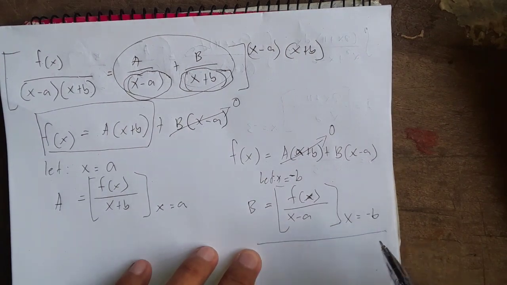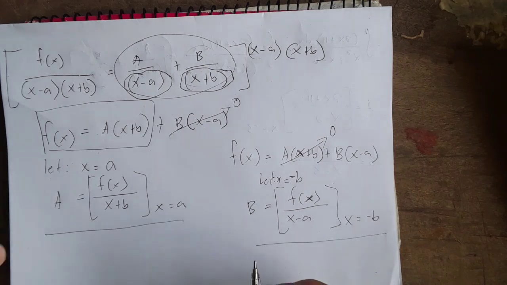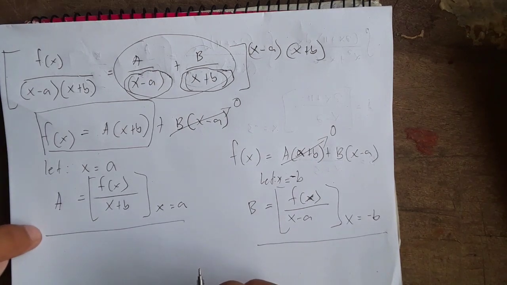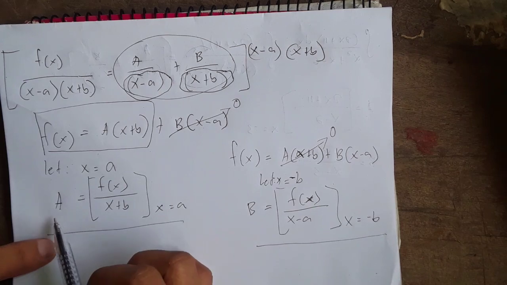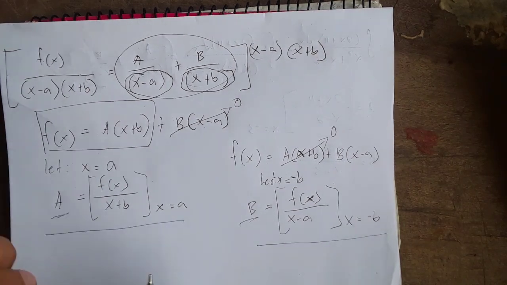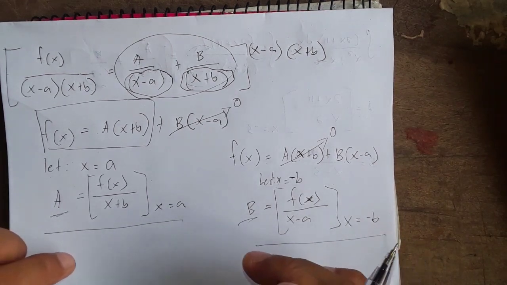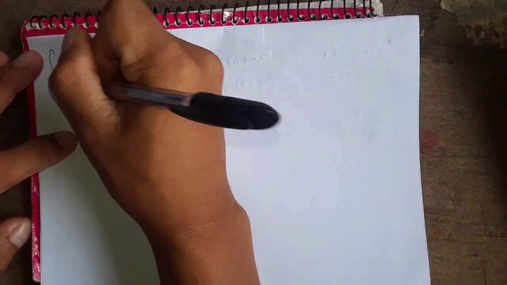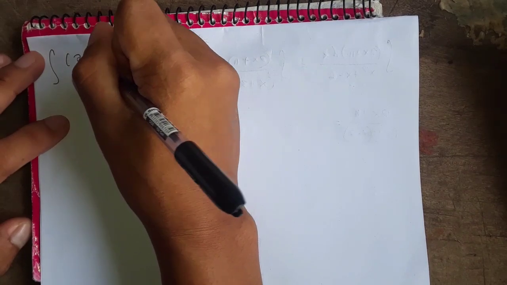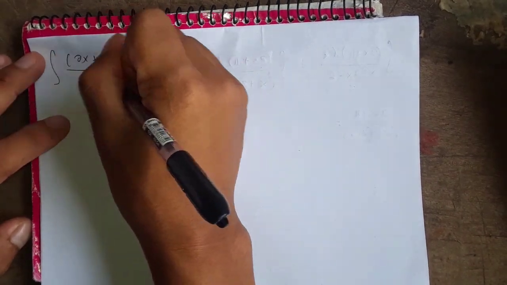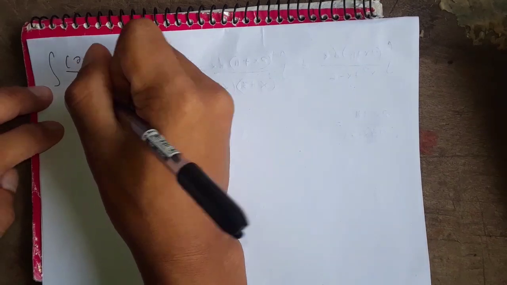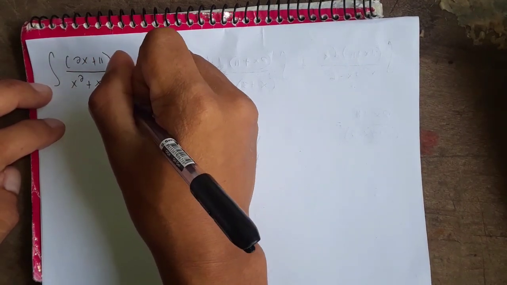So these are the formulas we can use for distinct linear factors so that we can easily find our constants A and B. We can only use this formula for distinct linear factors. So let's have some examples. For example, let's integrate the function 2x plus 11 dx over x squared plus x minus 6.